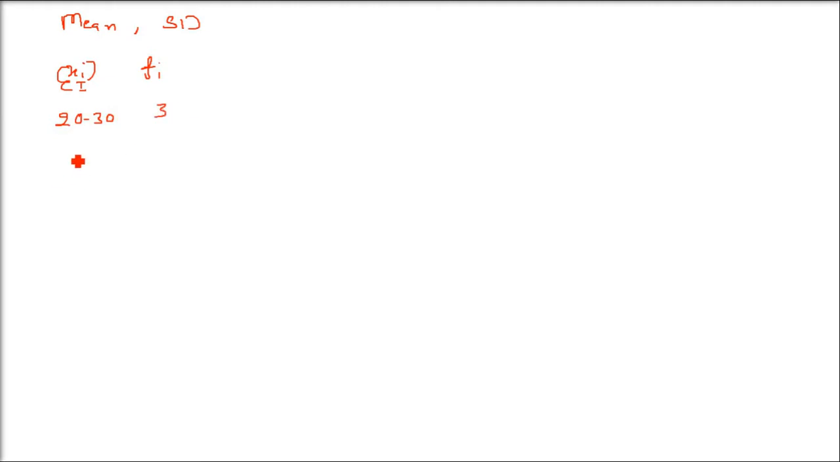Say 20 to 30, there are three students. Those who got marks from 30 to 40, they are around 6. From 40 to 50, 13 students got the marks. Then 50 to 60, 15 got the marks. Then 60 to 70, 14 got the marks. Between 70 and 80, 5 people got marks. 80 to 90, 4 of them secured these marks, right? So this is the question we are talking about. This is called continuous frequency distribution.